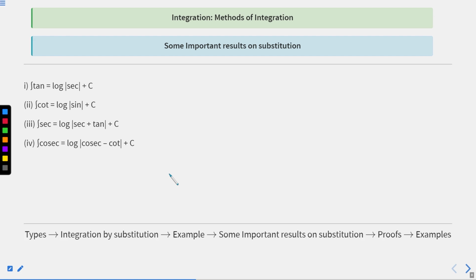Now we will be seeing some important results on substitution. This will benefit you. Integration of tan x is log of mod sec x plus some constant. Integration of cot x is log of mod sin x. Integration of sec x is log of sec x plus tan x plus some constant. Integration of cosec x is log of cosec x minus cot x plus c.